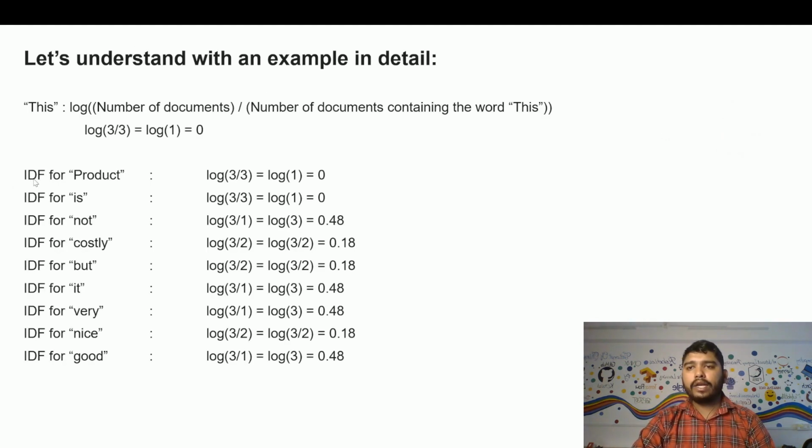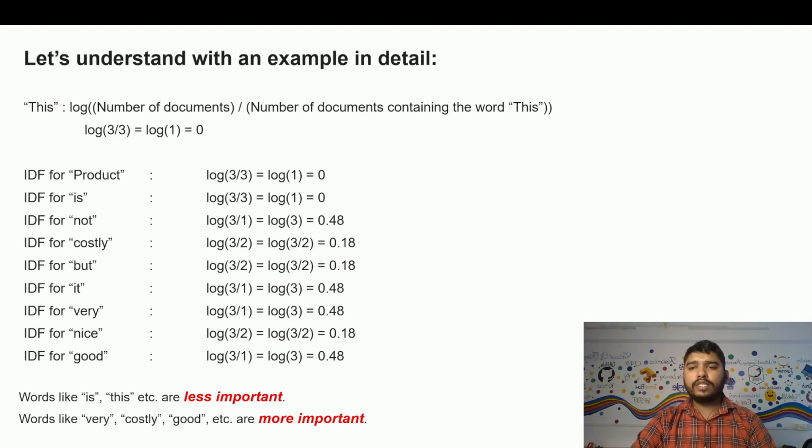Likewise, we can calculate IDF for all these vocabulary words. Here we can see the IDF for the word product is 0, the word is is 0. The word not has an IDF value of 0.48. Likewise, the word nice has 0.18, and the word good has 0.48, right? So the calculation is pretty easy, right?